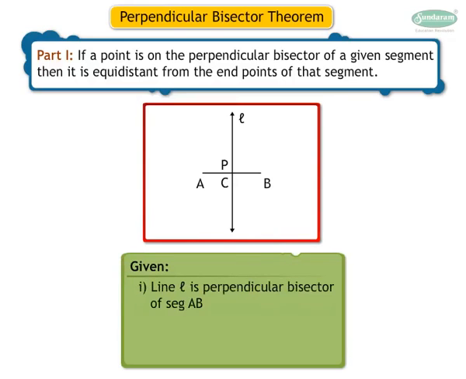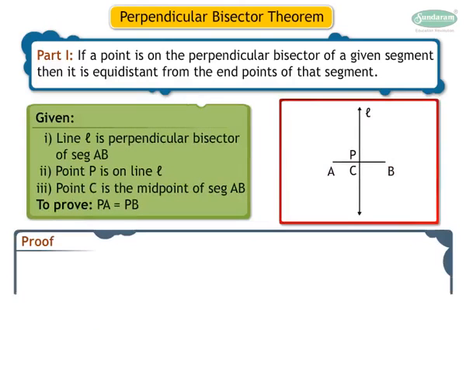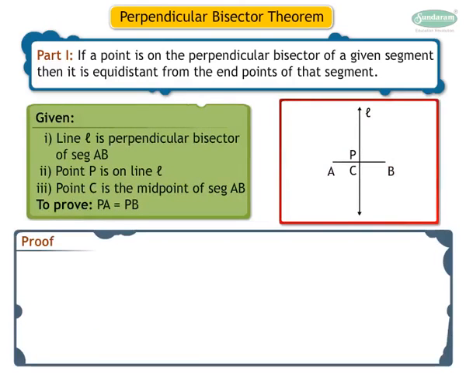It is given that 1. Line L is the perpendicular bisector of segment AB. 2. Point P is on the line L. 3. Point C is the midpoint of segment AB. We have to prove that PA is equal to PB. Let us see the steps of the proof.